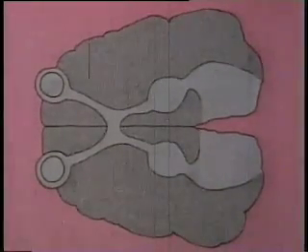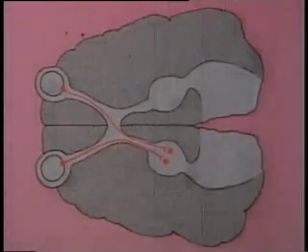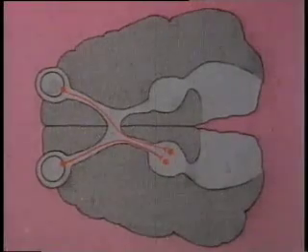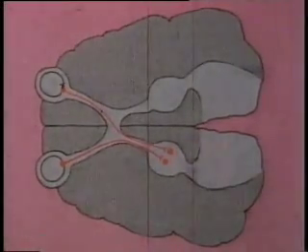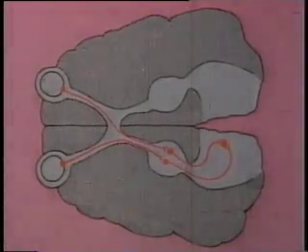Nerve fibers from the retina contact cells in the lateral geniculate nucleus of the thalamus, which in turn send that up to the visual cortex in the occipital lobe. We can pick up impulses from this area with a microelectrode.